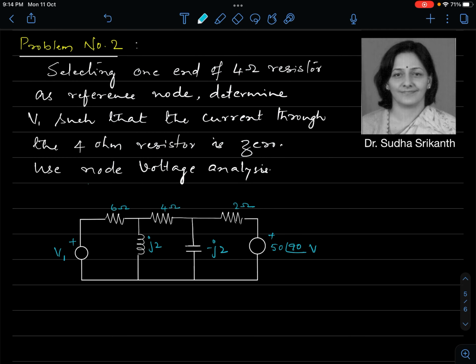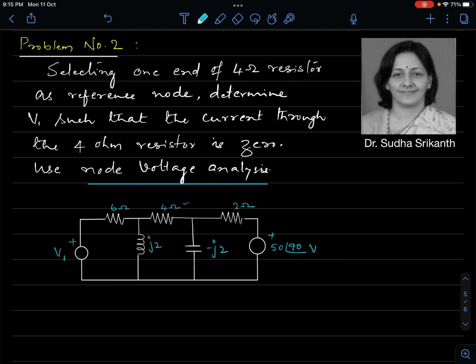We have done already a problem on node voltage analysis, and I have already uploaded a video on it. This is another network analysis technique. Typically in this particular problem, he is asking a specific node to be taken as the reference node, and we are expected to find out the value of V1 such that a certain circuit condition is met. That is, the current through this 4 ohm resistor is made 0.